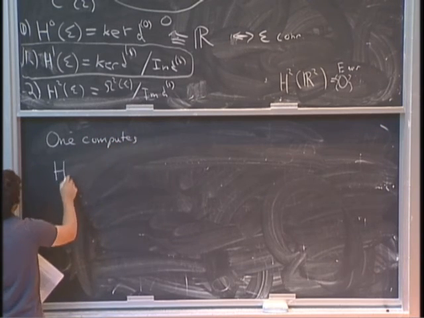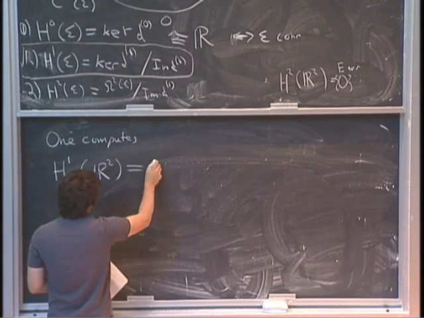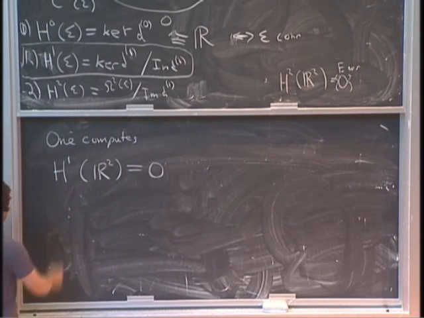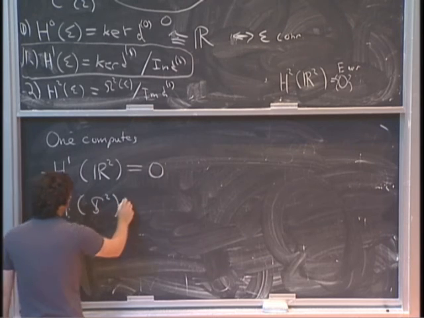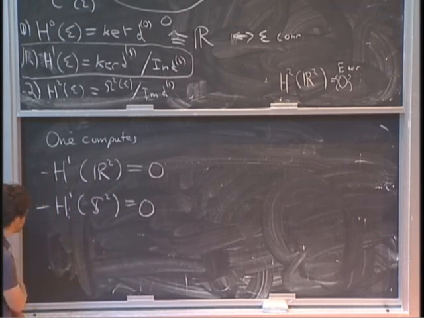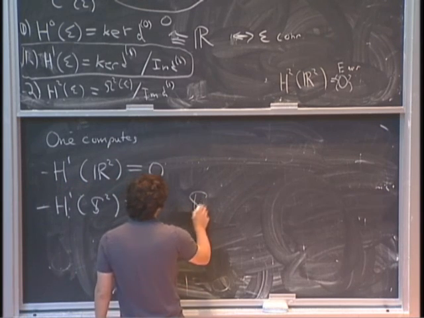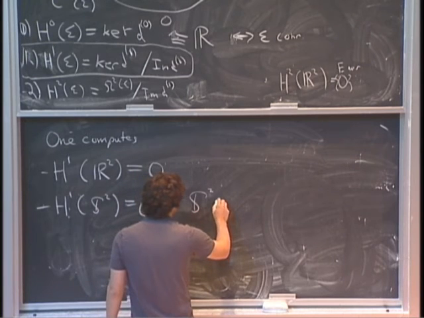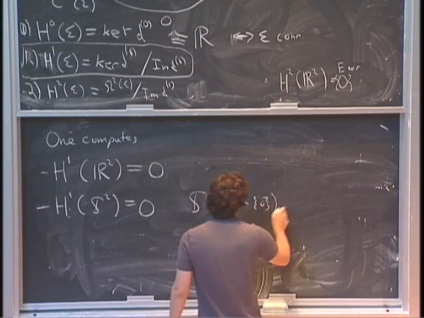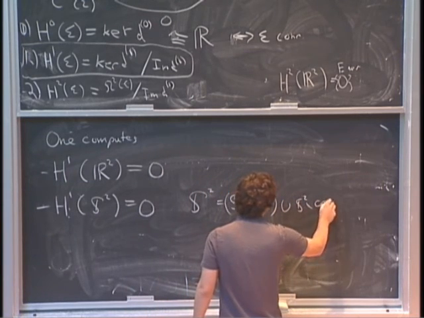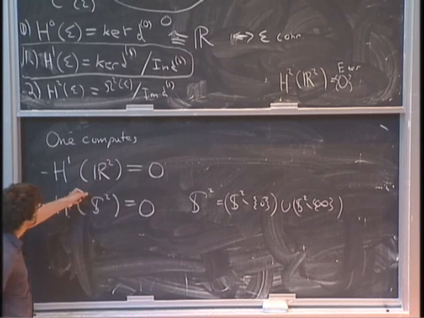So first of all, the H^1 of R^2 is equal to 0. That's pretty clear. On the other hand, the same thing is true: H^1 of S^2 is equal to 0. So one way to see this is to think of S^2 as S^2 minus the origin union S^2 minus infinity.